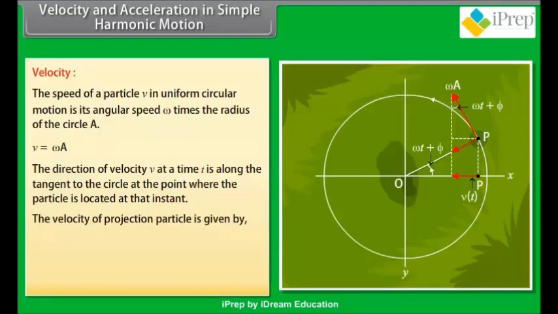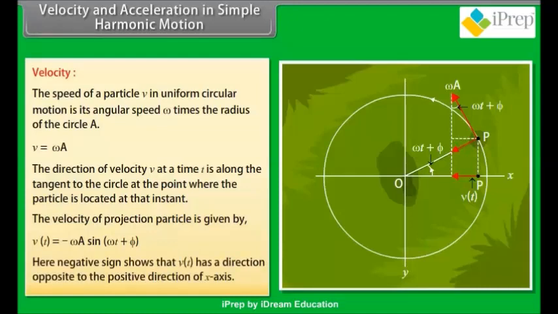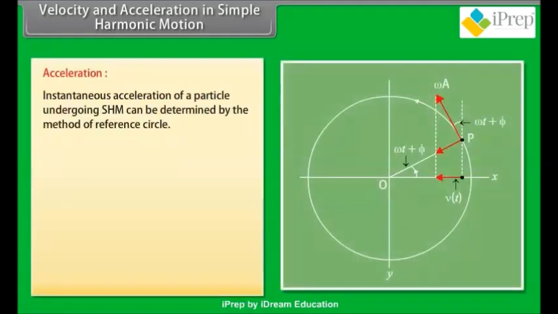The velocity of the projection particle is given by v(t) = −ωA sin(ωt + φ), where the negative sign shows that v(t) has a direction opposite to the positive direction of the x-axis. Instantaneous acceleration of a particle undergoing simple harmonic motion can be determined by the method of reference circle.